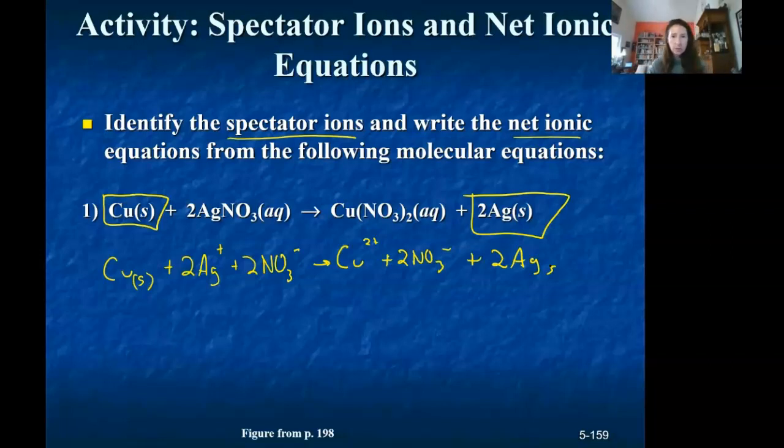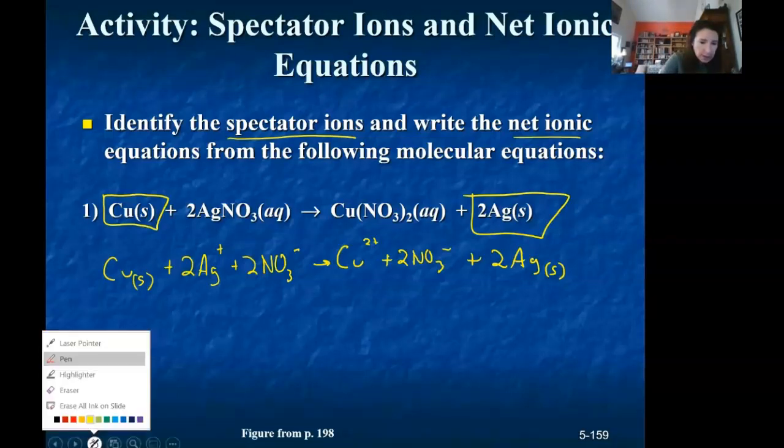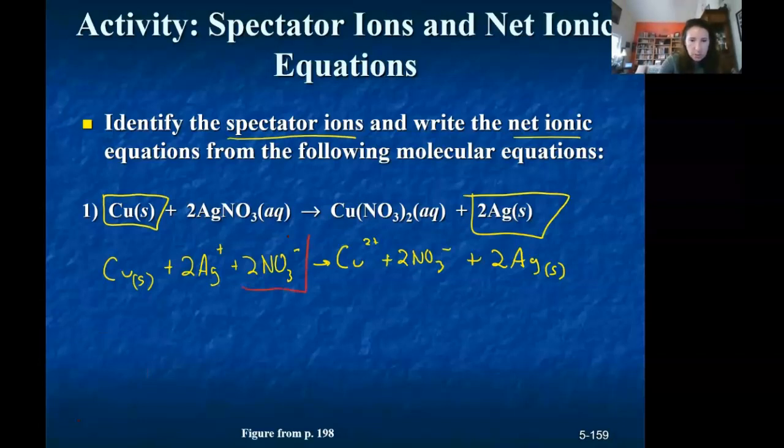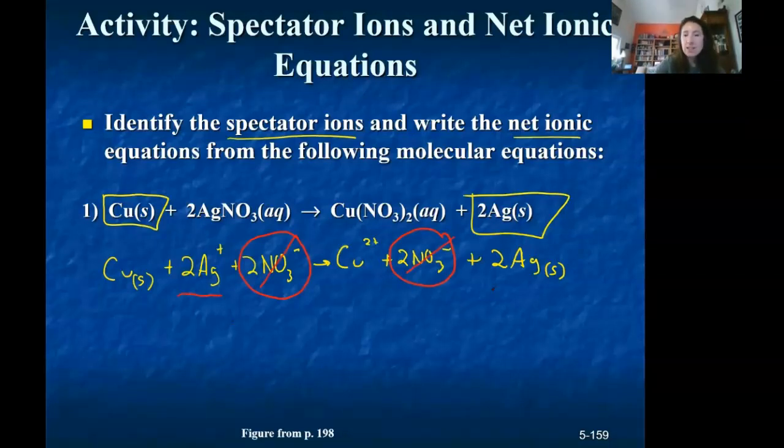So when we look here, again, we cross off everything that looks exactly the same. There can't be any difference. Now, what do I mean by exactly the same here? This is 2 NO3 minuses. I'm not going to use a square, I'll use a circle. This is 2 NO3 minuses. Those are exactly the same. This is 2 Ag plus. This is 2 Ag solid. Not the same. This is Cu solid. This is Cu2 plus. Not the same.